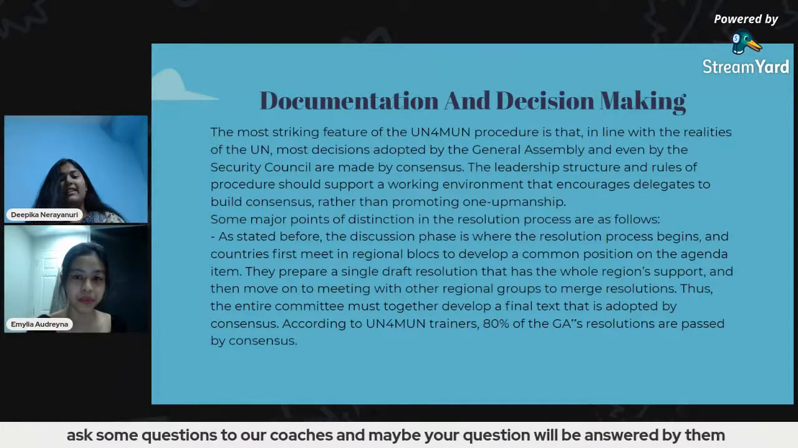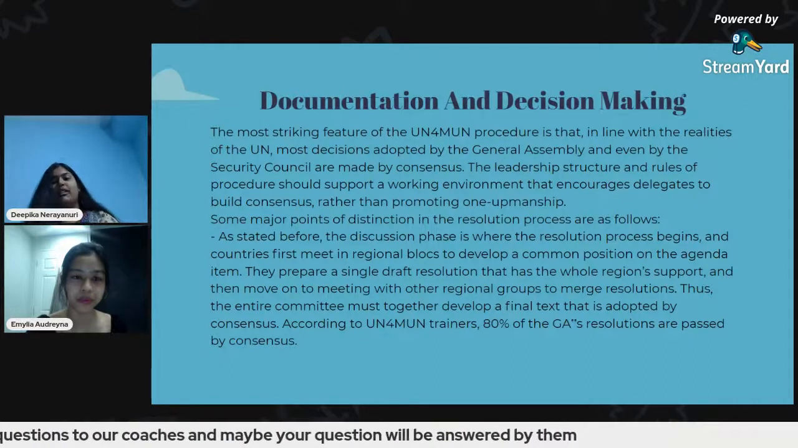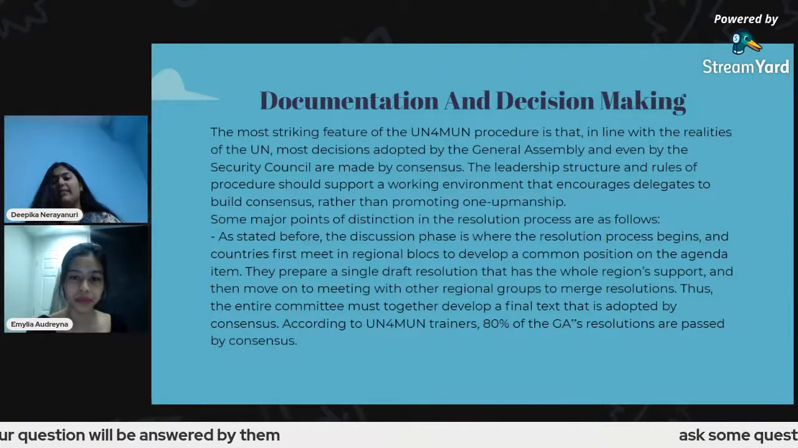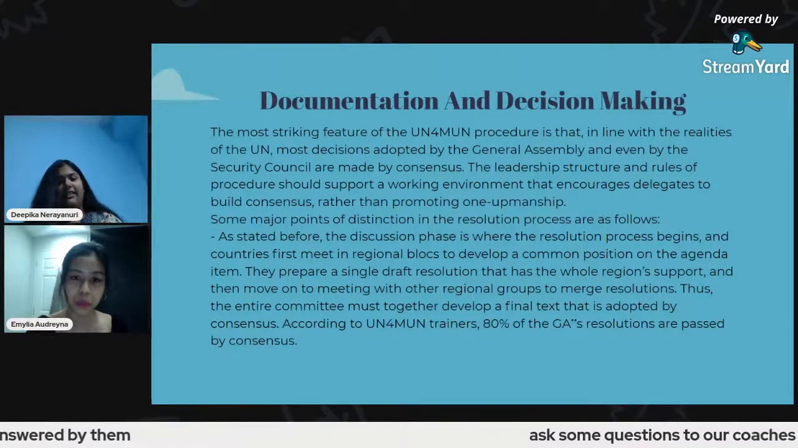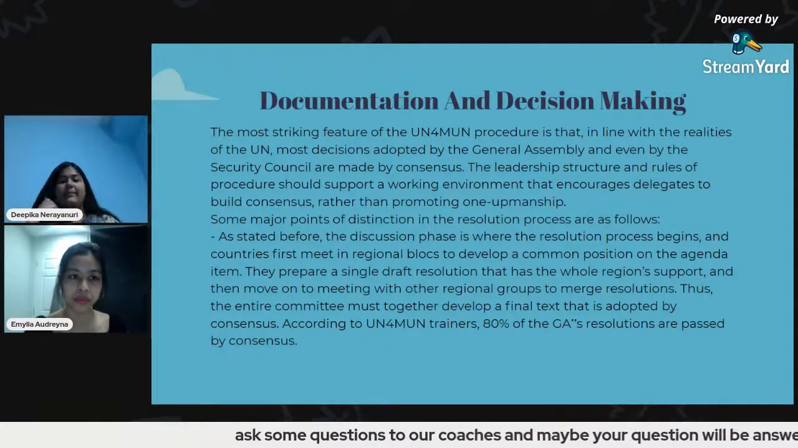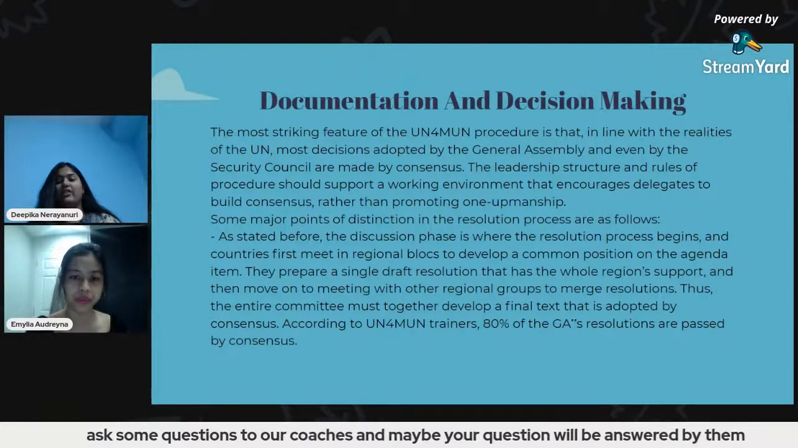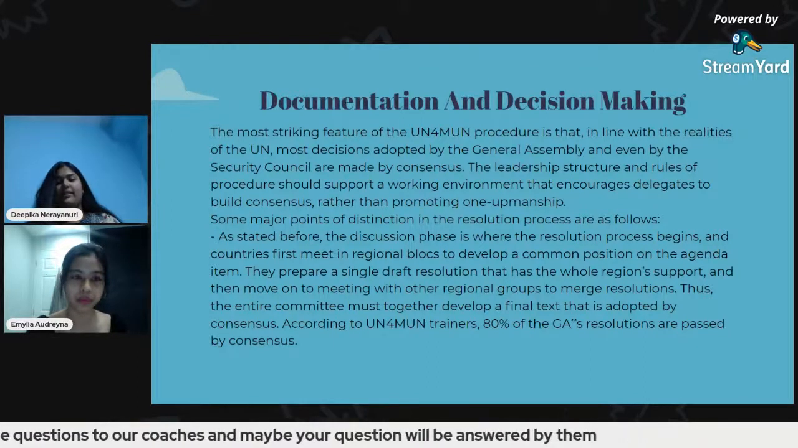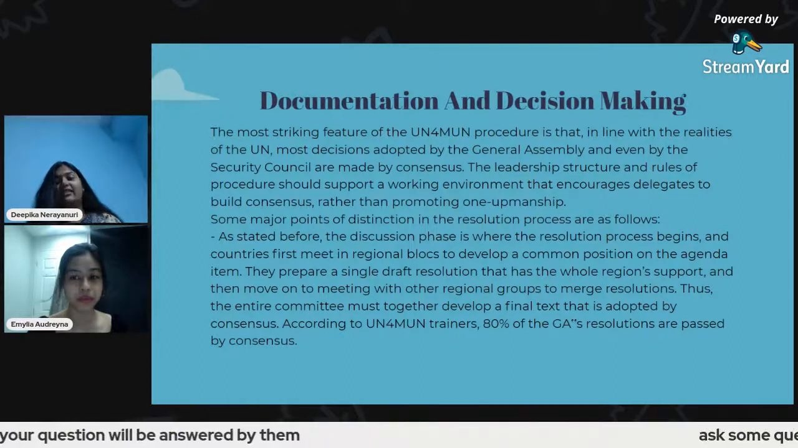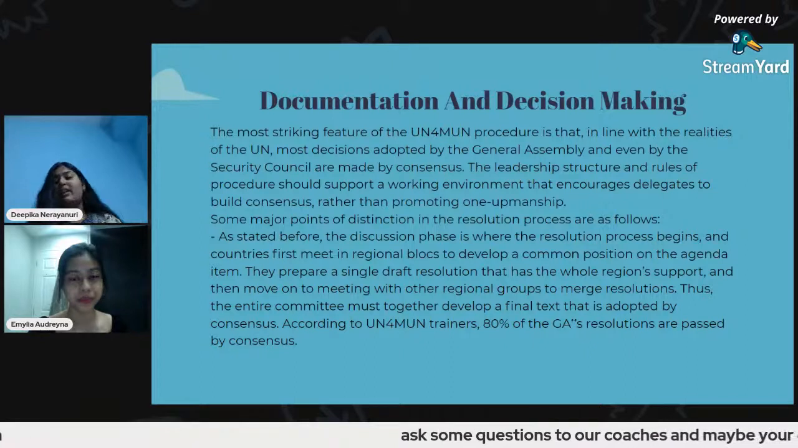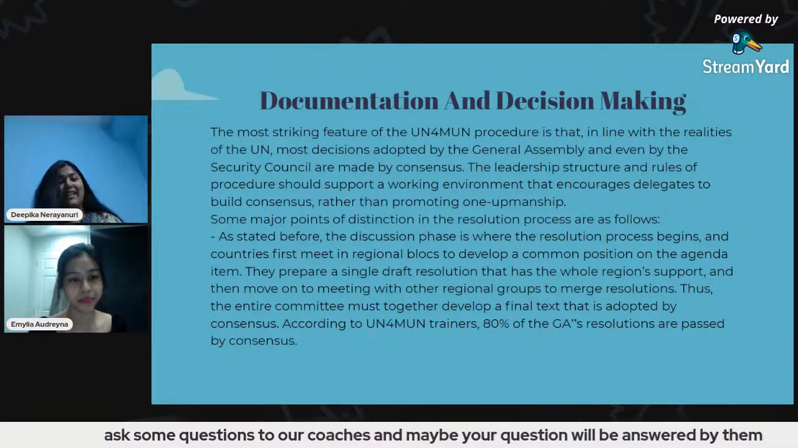As stated before, the discussion phase is where the resolution process begins, and countries first meet in regional blocks to develop a common position on the agenda item. They then prepare a single draft resolution that has the whole region's support, and then move on to meeting with other regional groups to merge resolutions. Thus, the entire committee must together develop a final text that is adopted by consensus. According to UN for MUN trainers, 80% of the GA's resolutions are passed by consensus.